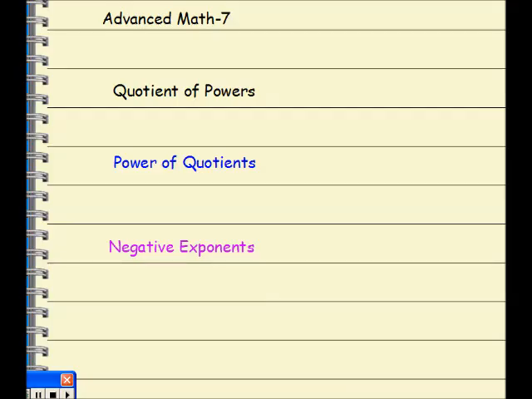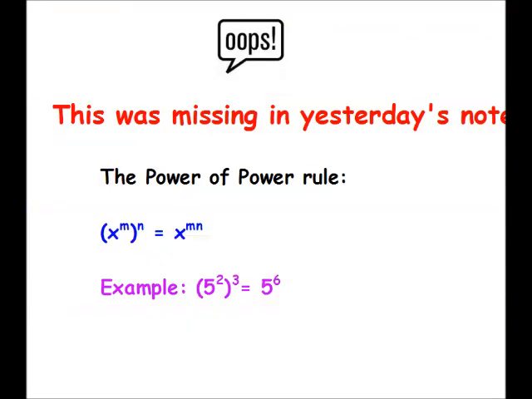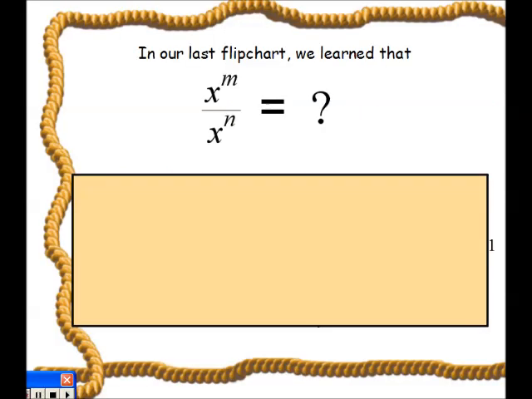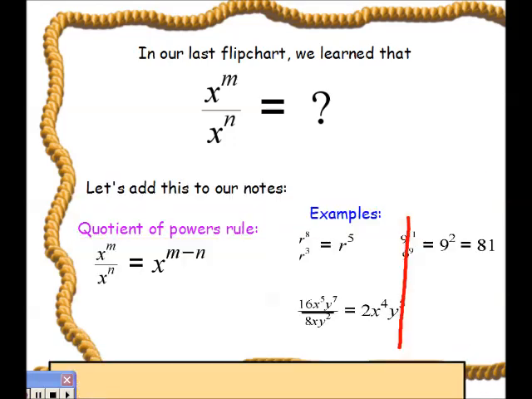The new part of today's lesson is going to be the rules: quotient of powers, power of quotients, and negative exponents. In a couple of lessons, we've alluded to the fact that when you have division, or a quotient, and you have the same bases, you can actually just subtract the exponents. So we have the quotient of powers rule. Why don't you go ahead and press pause and copy this into your notes.